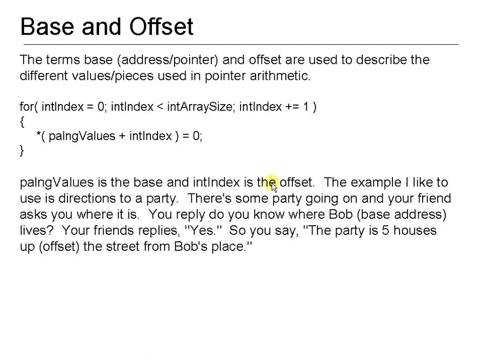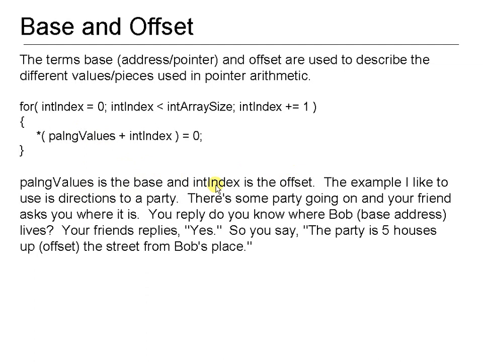The terms base address or base pointer and offset are used to describe the different pieces or values used in pointer arithmetic. So pValues is the base. That's the thing on the left. That's our base pointer or our base address. And index is the offset or offset address.